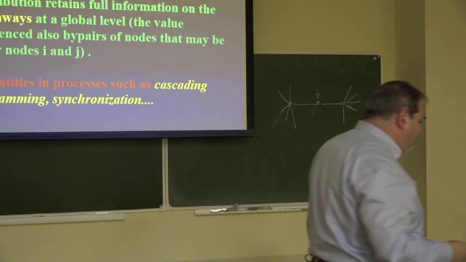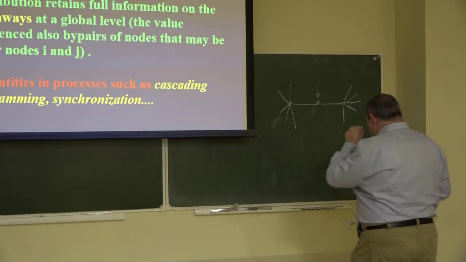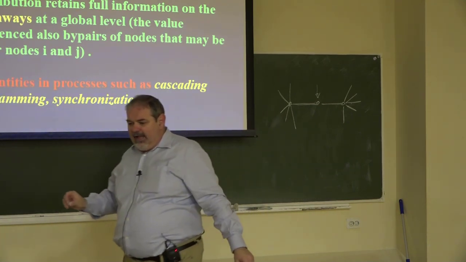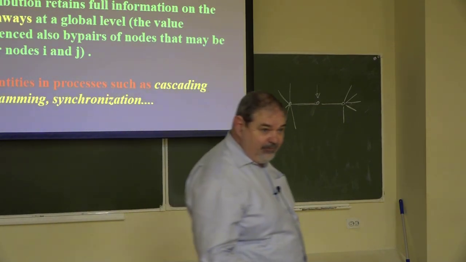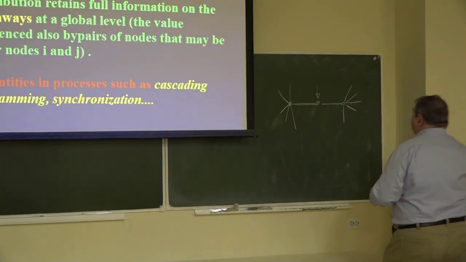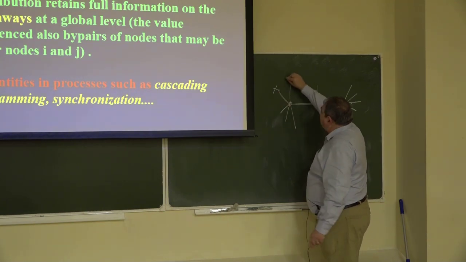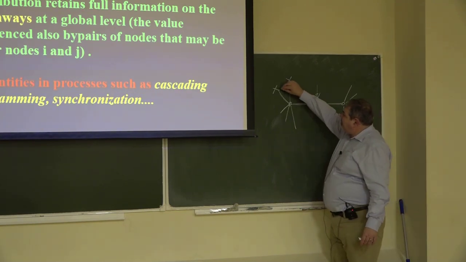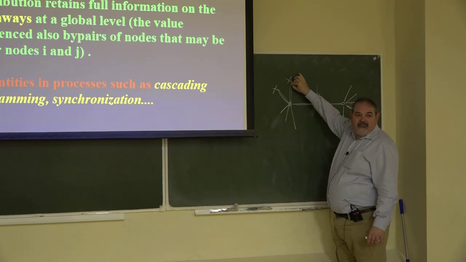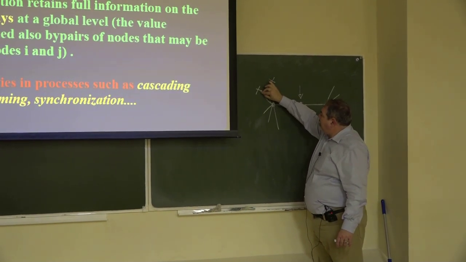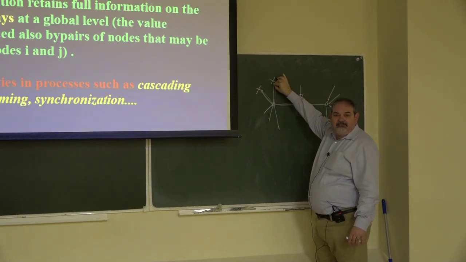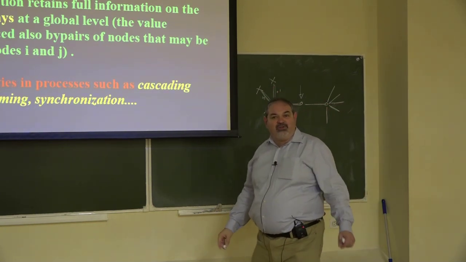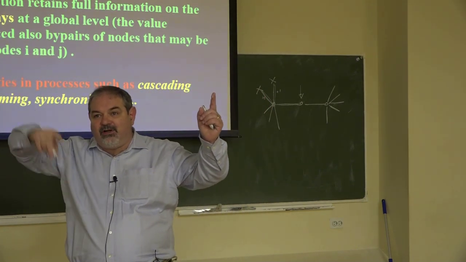How can I calculate the betweenness or load? So first I have to define the load of a link. And the idea is the following. I take all possible pairs of nodes. For example, I take this node and this node. And I calculate the shortest distance. Shortest distance is 2. Okay? In order to make this distance, I need this link and this link. So I charge 1 to this and 1 to this. Because there is one shortest path that is making use of these 2 links.